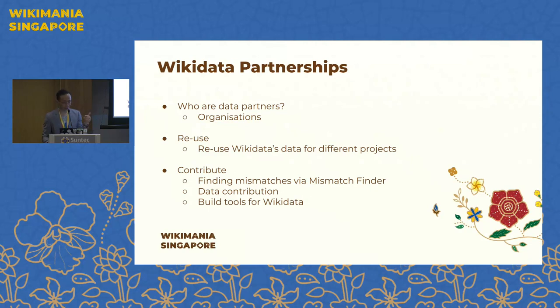The second way is contributing, in three big ways. The first is to support us in finding mismatches on Wikidata versus their database. For example, if in the library's database the birthday of Lee Kuan Yew is 2005, which is obviously wrong, and on Wikidata it is 19-something, then there's a discrepancy. What is useful is that they can surface this mismatch that they have found, and then we can make some changes to correct the data.